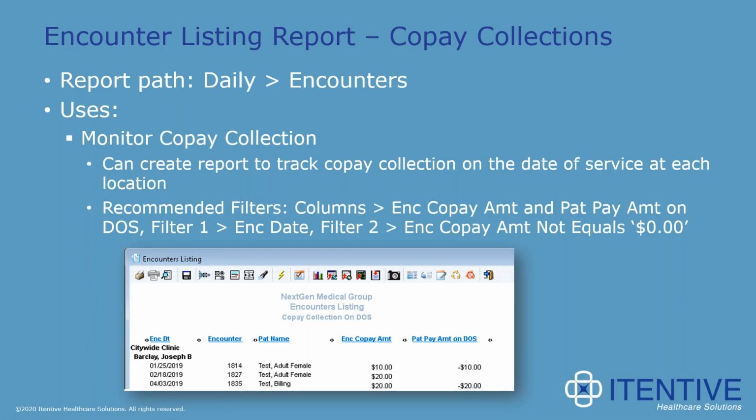So one of the first daily reports that we're going to look at is our encounter listing report. Here we can use this report to see a whole host of data for your encounters. You can really get very specific. But one of the ways that a lot of our practices like to use this is to configure this report to track copay collection. Specifically, we're looking to see copays that were collected on the date of service. So you can break this down to look by location or just the practice as a whole.